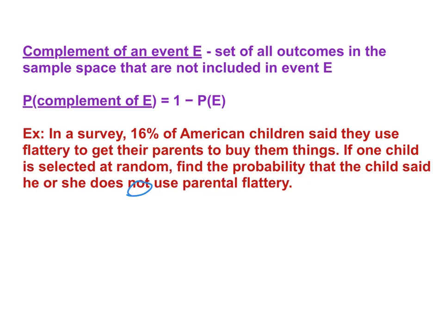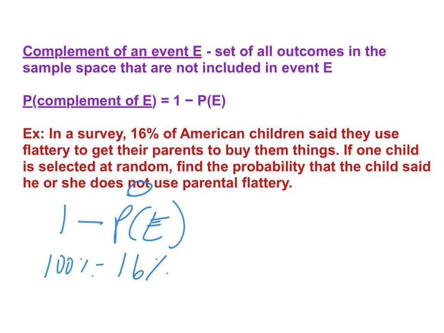Maybe convert to decimal. You could convert to a decimal, but I don't need to, because the complement says 1 minus the probability of the event. Well, the probability of my event is 16%. What is 1 as a percent? 100%. So what is my answer? 84% is the complement. So if you went 1 minus 16, that's not going to work. You got to make sure that your units are the same.